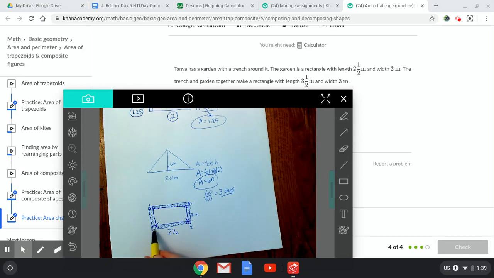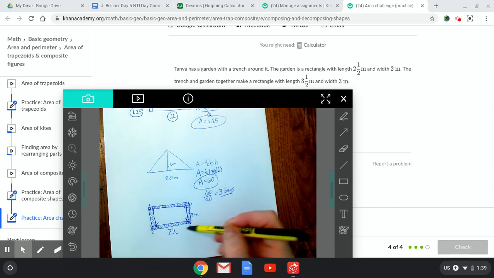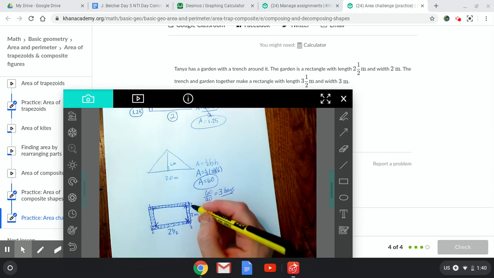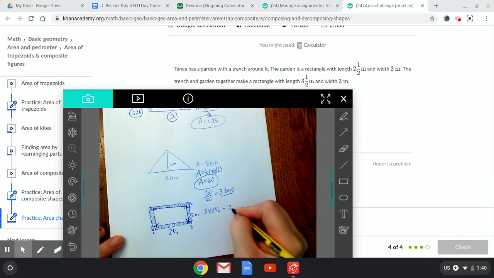Okay, and it is 1.5. Let's see, it's a half here and a half there. So that would be 3 by 3.5. And then we probably have to take off, once we get that, our original, which was 2 times 2.5. Okay, so let's see what we got.